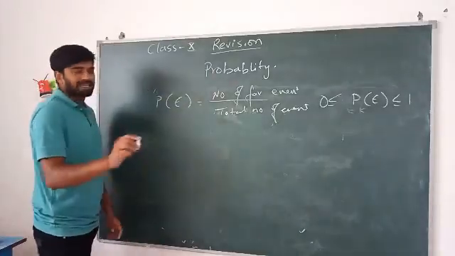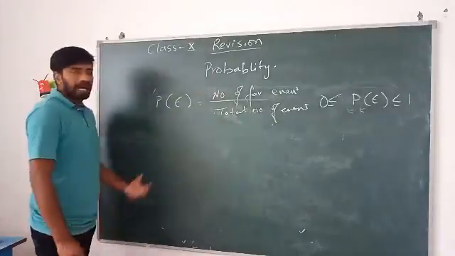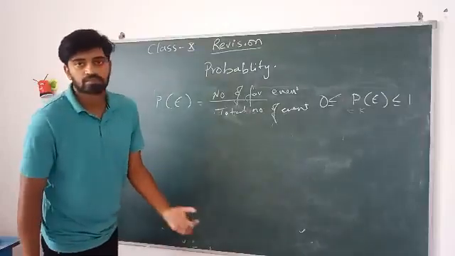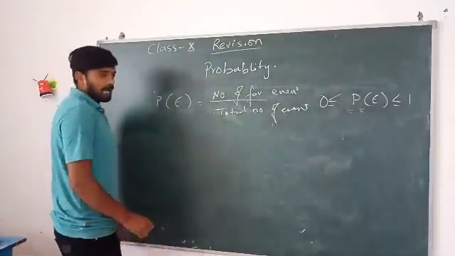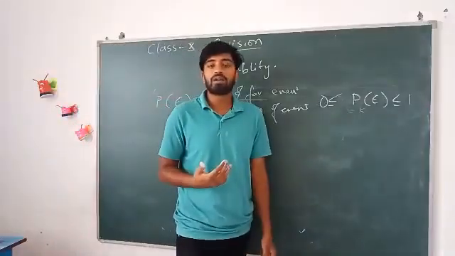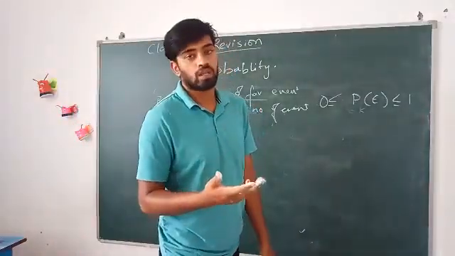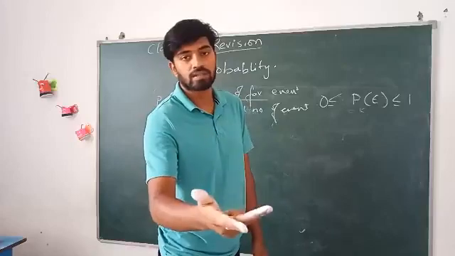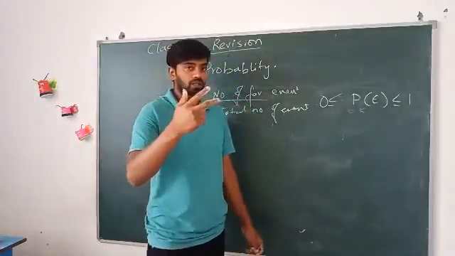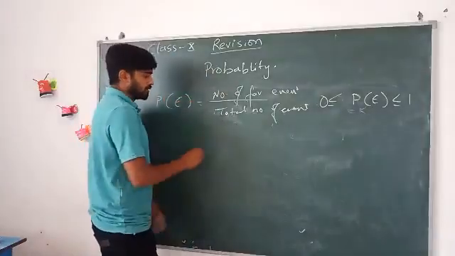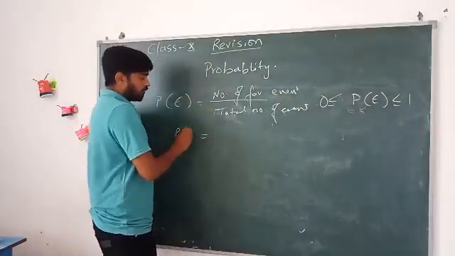Okay, so for example, let's take an example. I roll a dice, and I am favoring numbers more than 3. It means 4, 5 and 6. How many numbers am I favoring? 3 numbers. Okay, 4, 5 and 6. So I will find the probability of me winning.